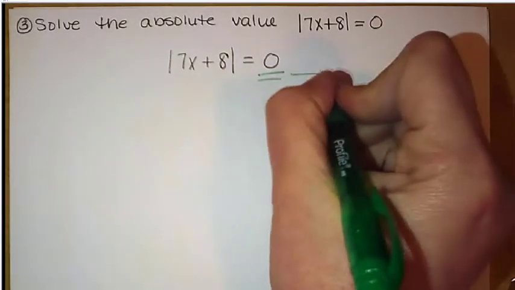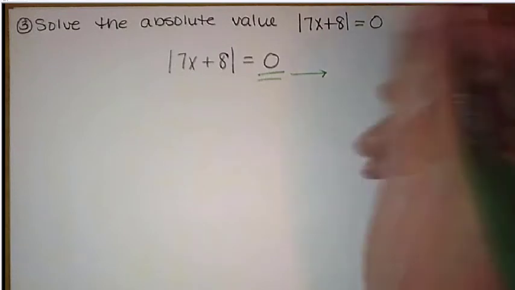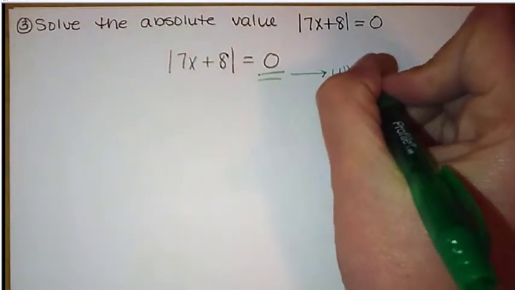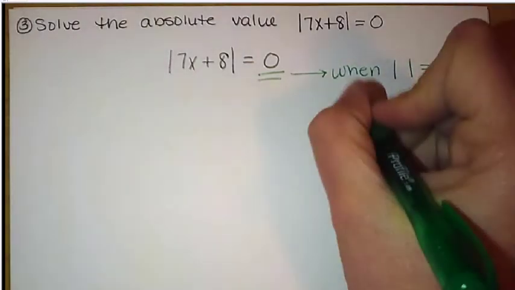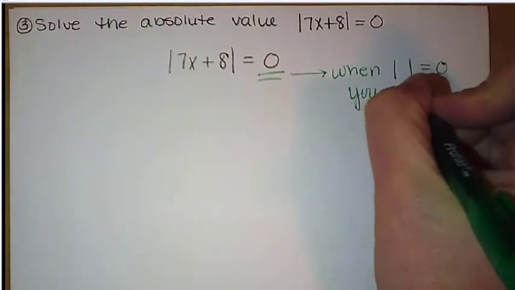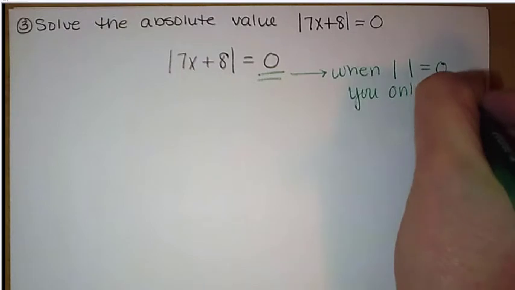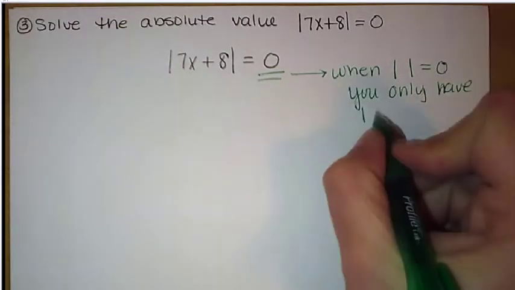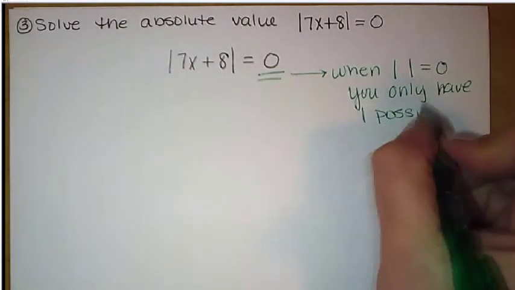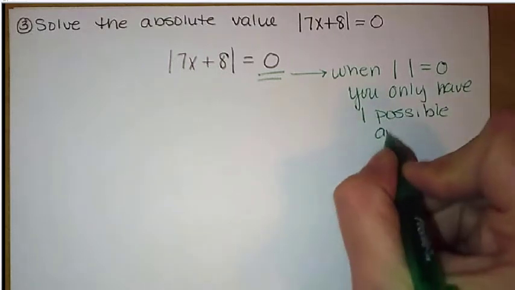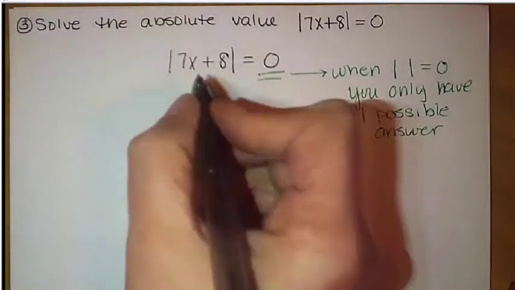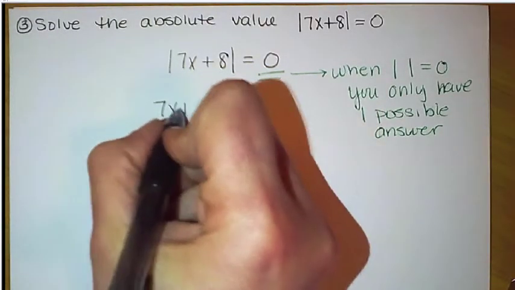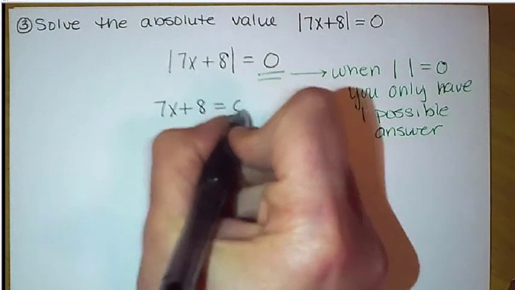And if you'll remember from the first part of this video, when the absolute value is equal to 0, you only have one possible answer, because there's only one number that's 0 units from 0. So we actually only get one equation, and that is 7x plus 8 is equal to 0.